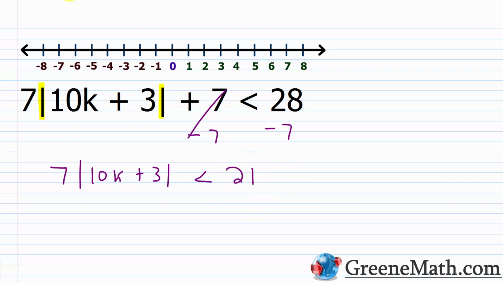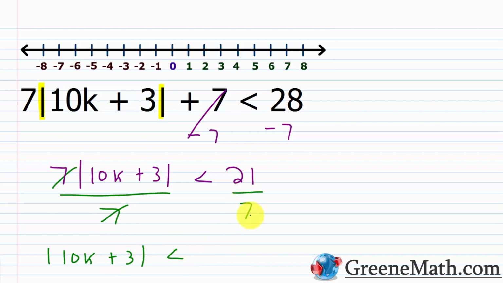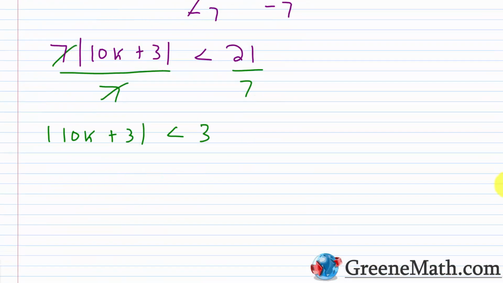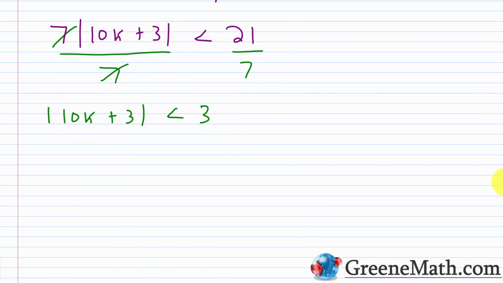So now I can divide both sides by 7. And when I do that, this will cancel with this. I've isolated my absolute value operation. It's the absolute value of 10k plus 3. And this is going to be less than 21 divided by 7, which is 3. So now I can go ahead and apply my little formula. Remove the absolute value bars. So I'll have 10k plus 3, and then it's just less than 3.